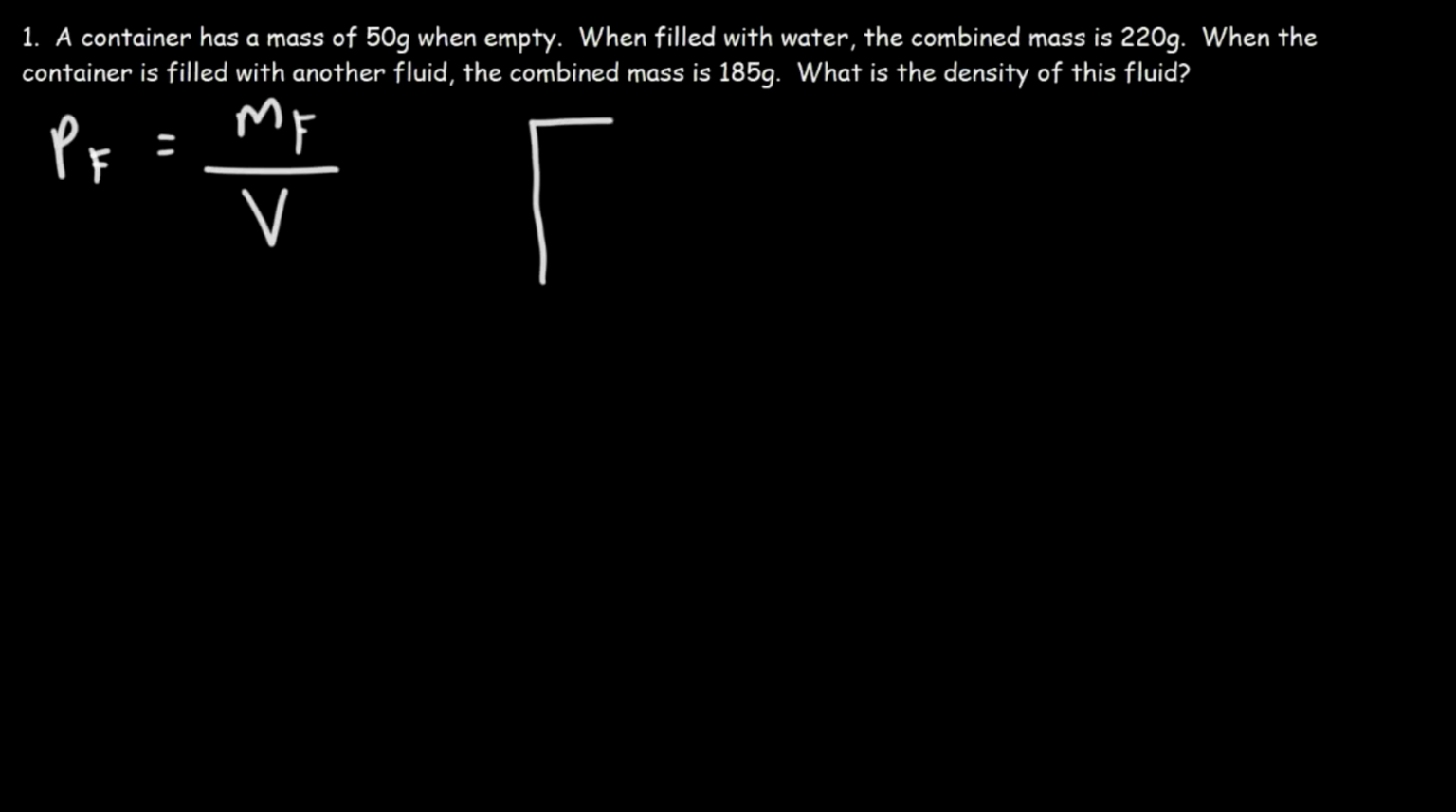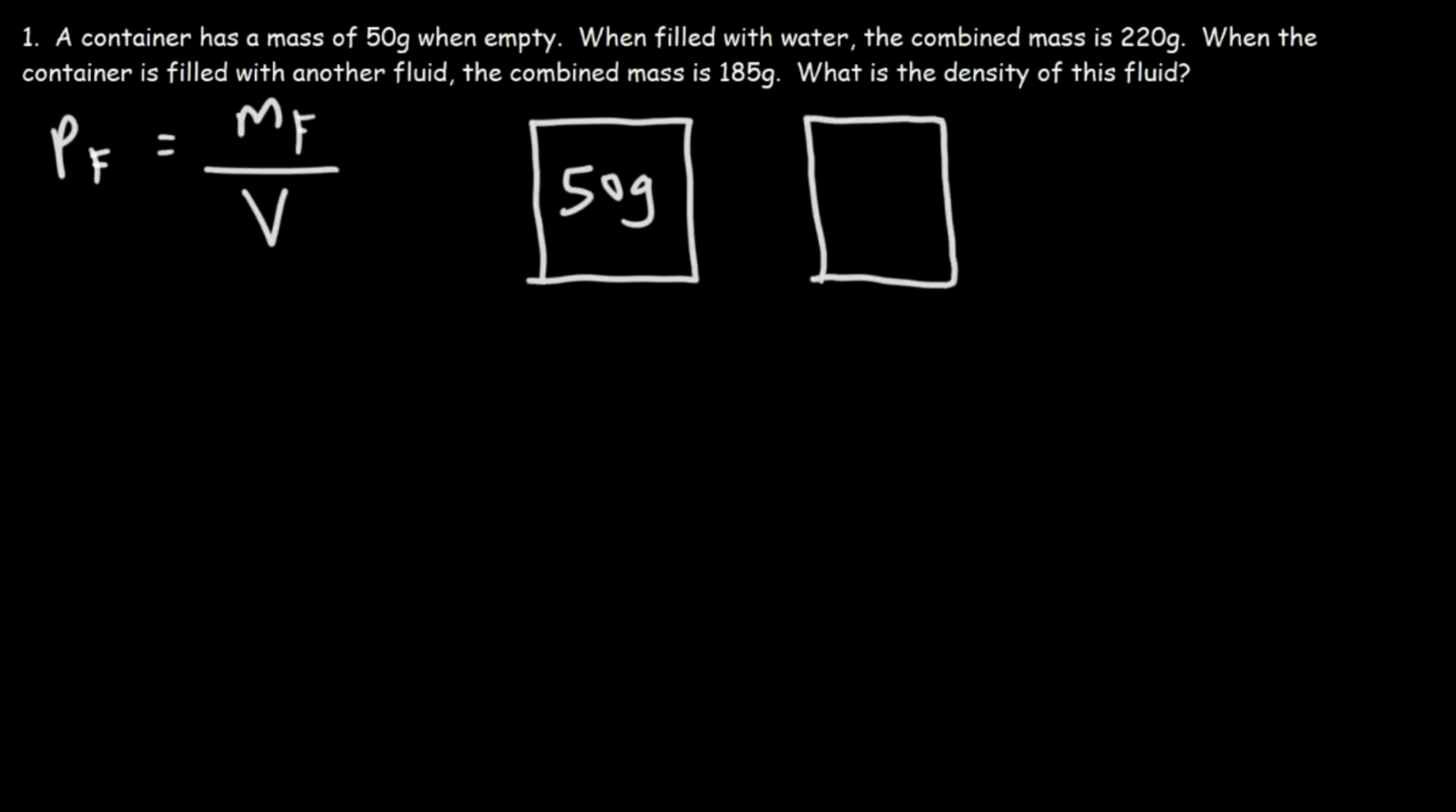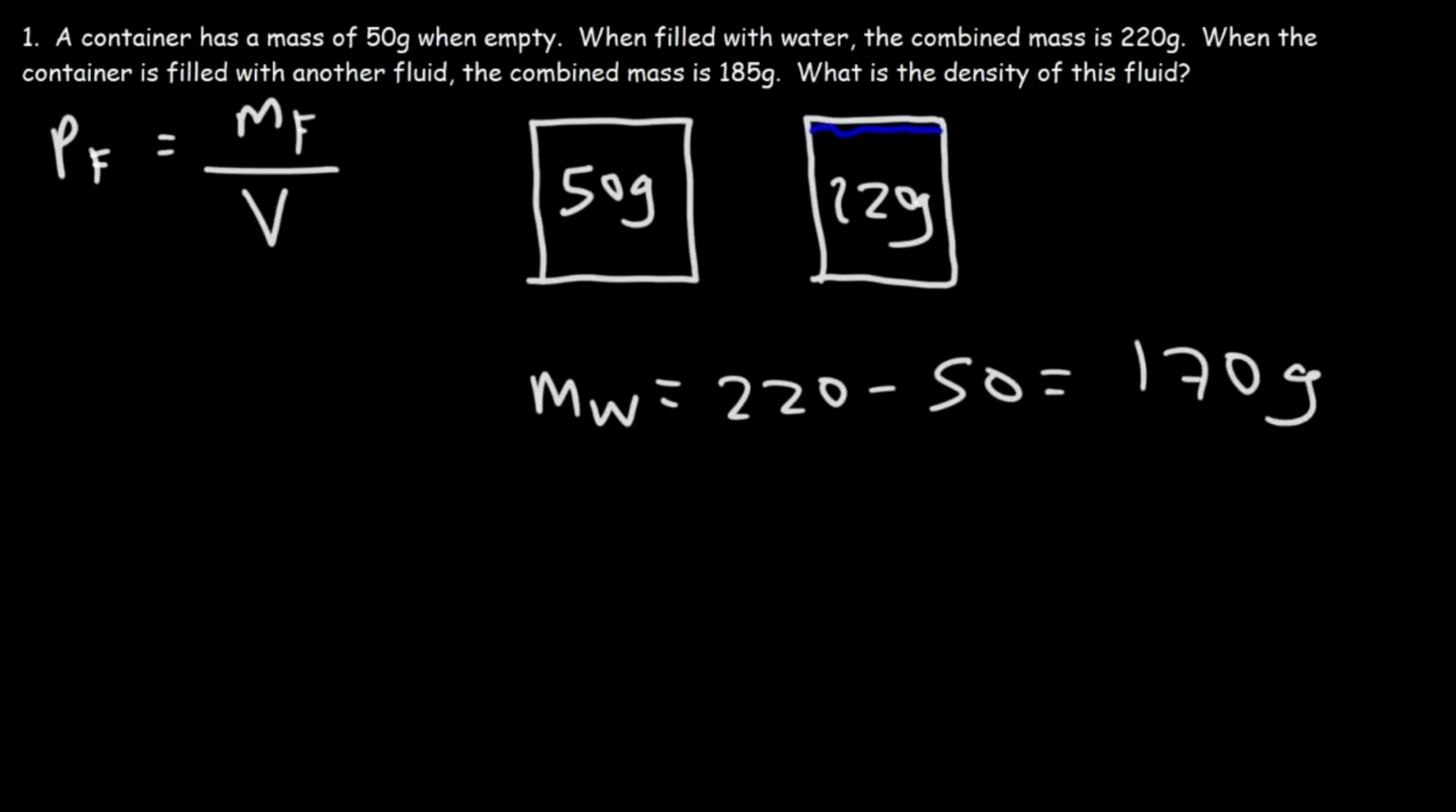So we have this empty container, which has a mass of 50 grams. Now, when we fill the container with water, the mass is going to change. It's going to be 220 grams. So what is the mass of water in this container? The mass of water is going to be the difference between these two masses. So it's 220 minus 50. So it's 170 grams.